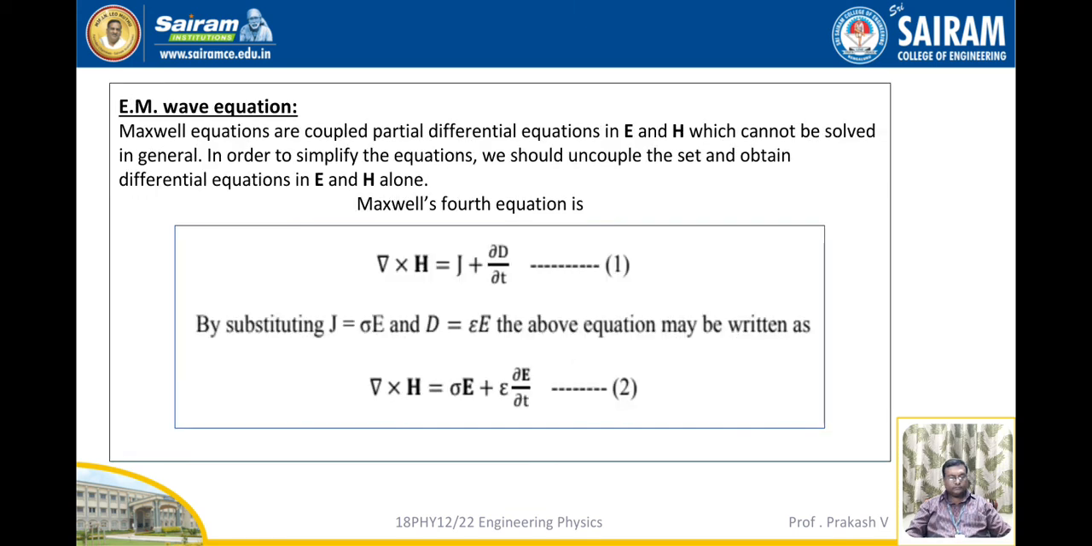Next, Maxwell's equations are coupled partial differential equations in E and H which cannot be solved in general. In order to simplify the equations, we should uncouple the set and obtain differential equations in E and H alone. So Maxwell's fourth equation can be written as del cross H is equal to J plus dou D by dou T. By substituting J is equal to sigma into E and D is equal to epsilon into E, the above equation can be written as del cross H is equal to sigma into E plus epsilon dou E by dou T.